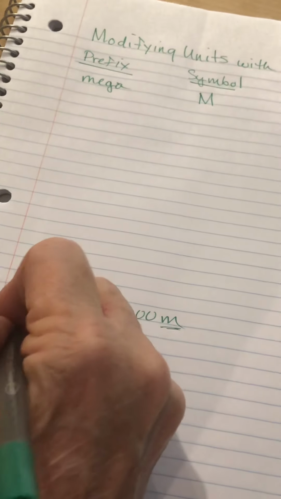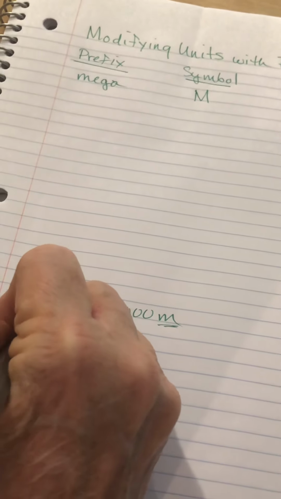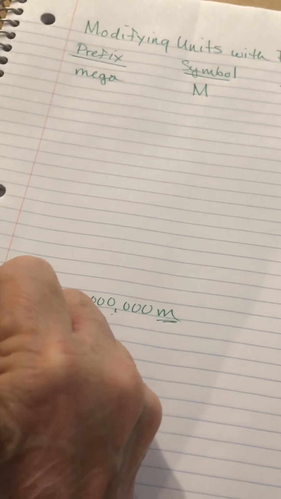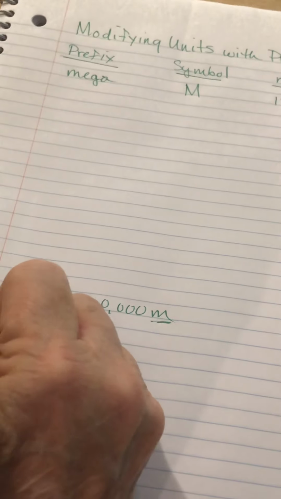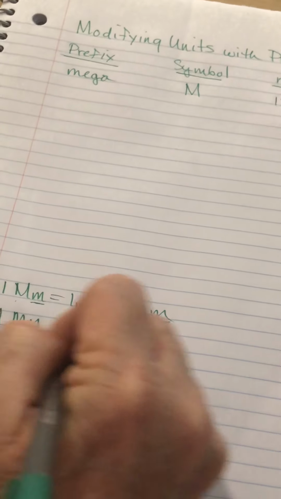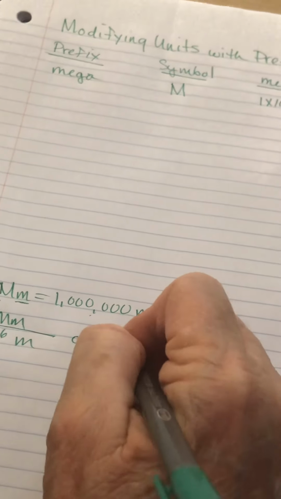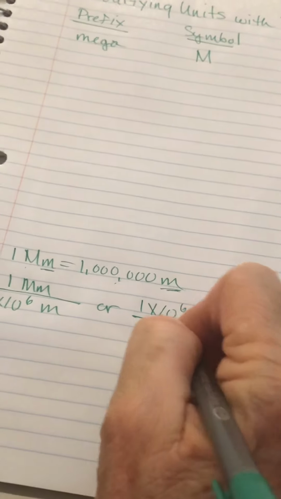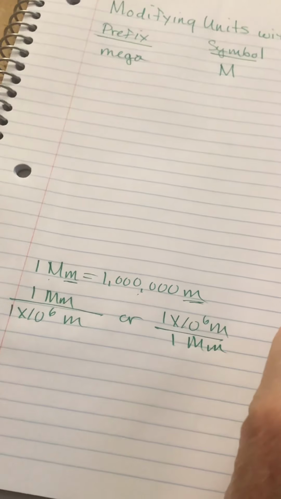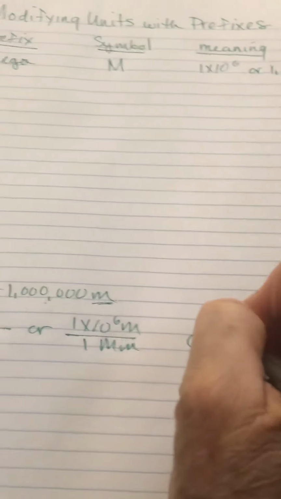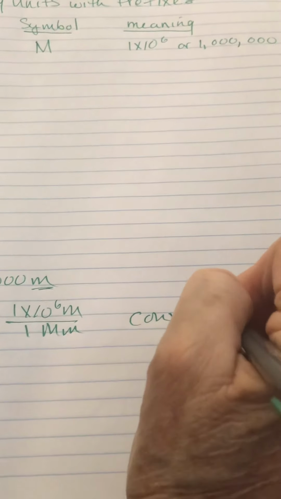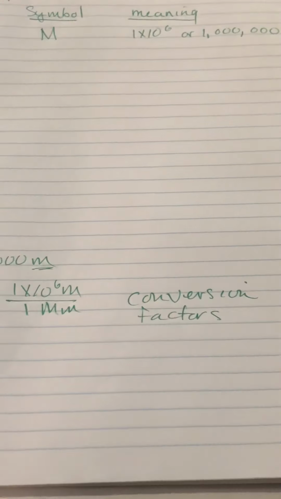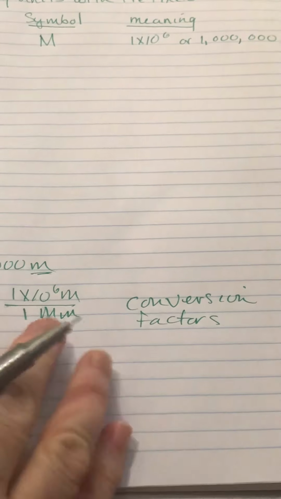And we can turn these around and make them into what are called conversion factors. Don't flip out on me. We can say 1 megameter is equal to, this is a little bit smaller, 1 times 10 to the 6 meters, or 1 times 10 to the 6 meters is equal to 1 megameter. These are called conversion factors, and you're going to learn to love them. Okay, moving on. I'm not going to do too many of these.